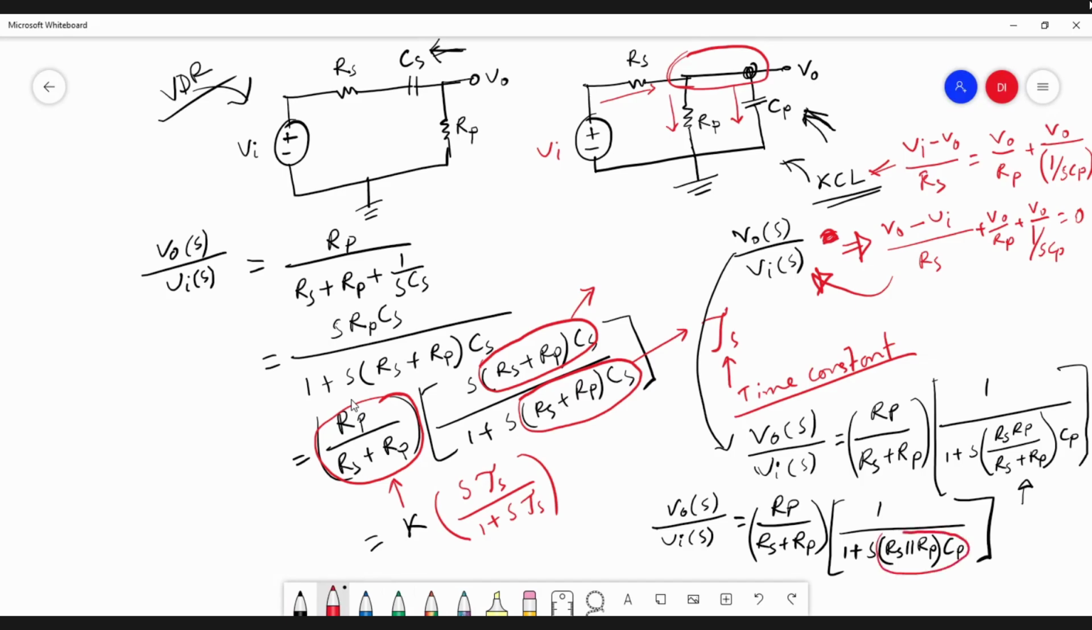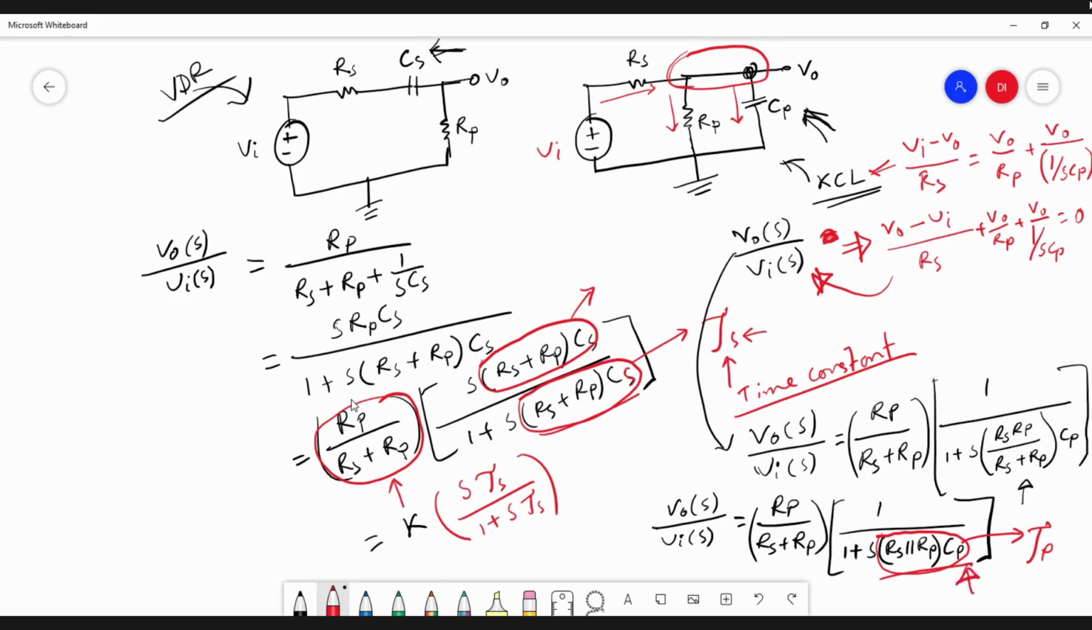This is another time constant because of the parallel one. This is also a time constant and is denoted by tau p. Because of the parallel capacitance, this time constant happened. That's why this is tau p, and this one is caused by the series capacitance. This is tau s. Both are time constants.